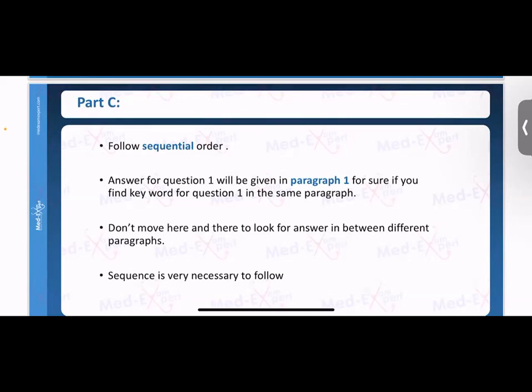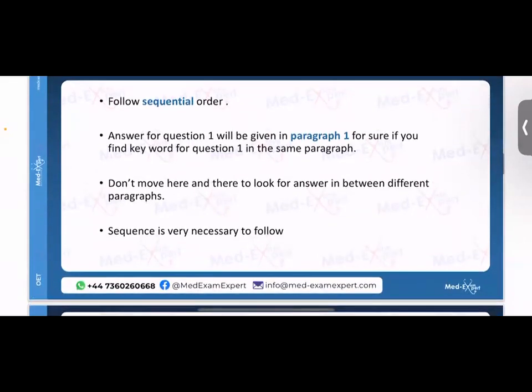So I'm telling you that OET reading follows sequential order, and not only OET reading, OET listening also follows sequential order. So all of the questions are asked in sequence. Don't move here and there to look for answers in between different paragraphs. Okay, this is a very useful tip, because you don't have to move to the back page and then to the front page to look for the answer for question number 1 or question number 2.